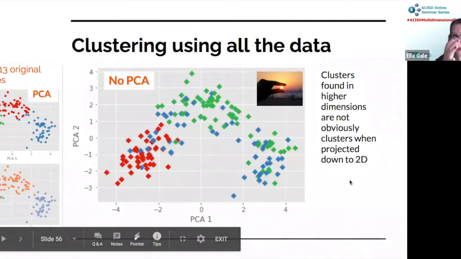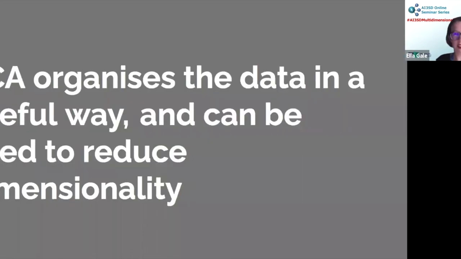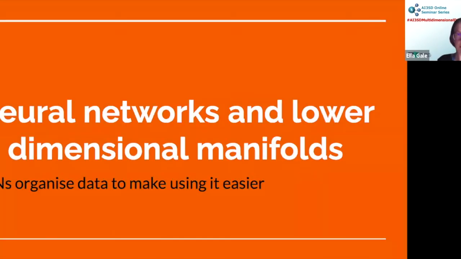So one thing that machine learning algorithms do is they're able to cope with high multidimensional data, but when they're successful, they do tend to reorganize it and move it to a subspace in that space. Okay, more on this. So yeah, principal component analysis organizes the data in a useful way, and this can be used to reduce dimensionality. Okay.